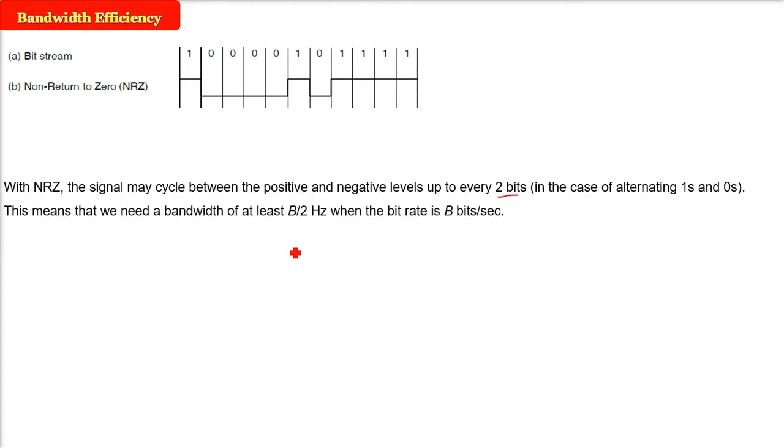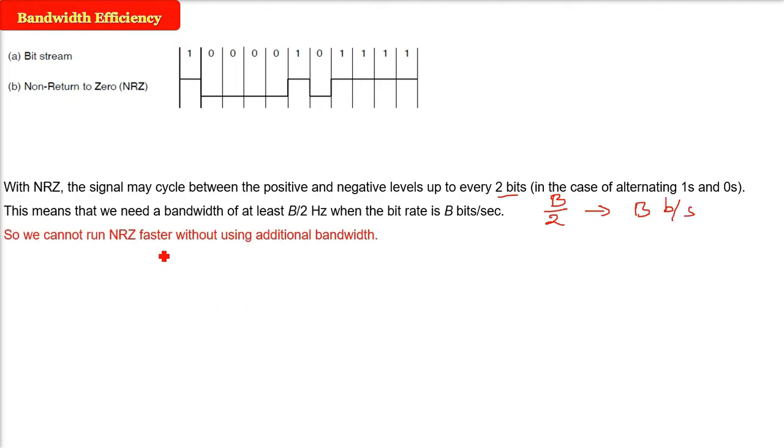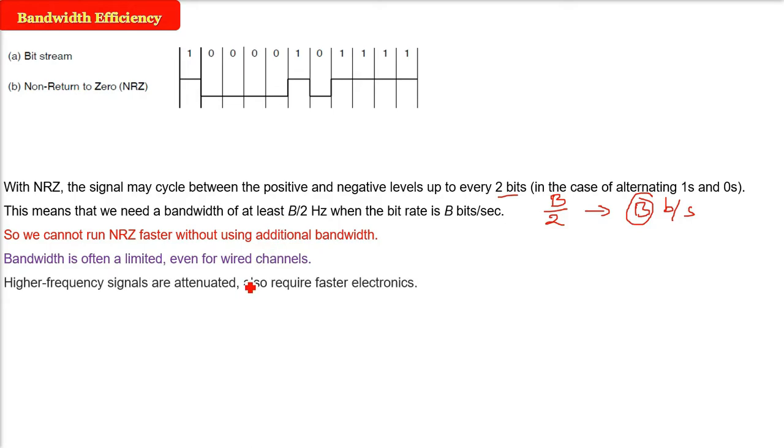Now this means what? We need a bandwidth of at least B by 2 Hertz. We need that. What does it mean? When the bit rate is B bits per second, we need at least B by 2 Hertz. So we cannot run this NRZ faster if we don't have extra bandwidth. So without using additional bandwidth, we cannot use it because I showed you the scenario. But the bandwidth is limited. Even for the wired channels, the bandwidth is not that freely available.